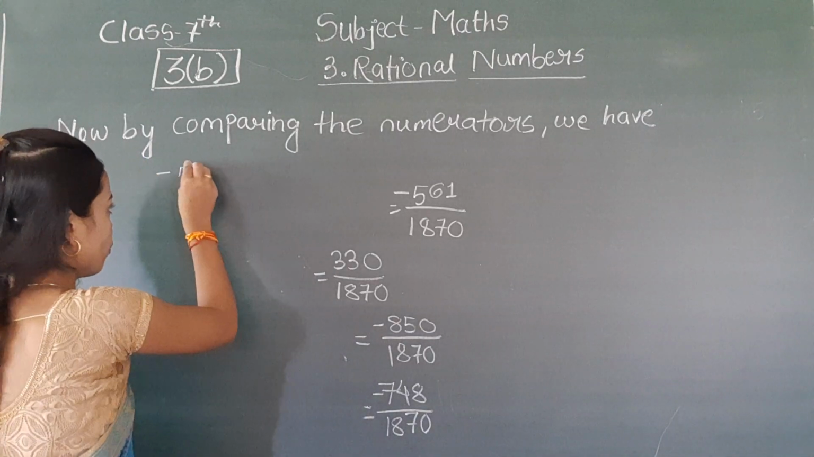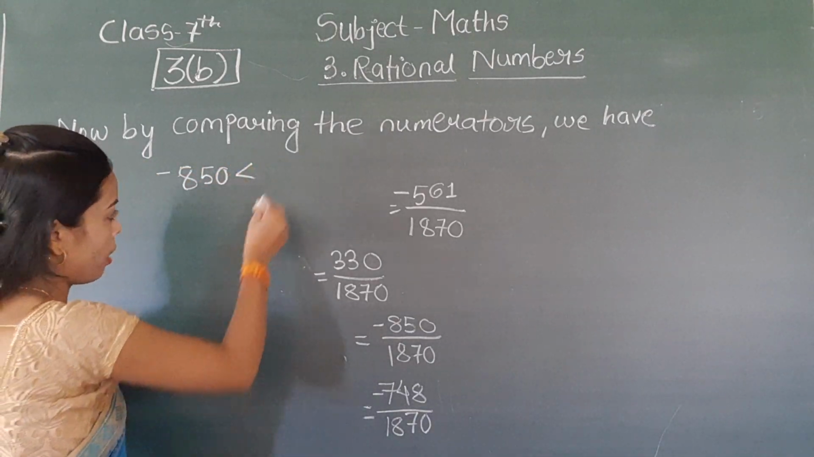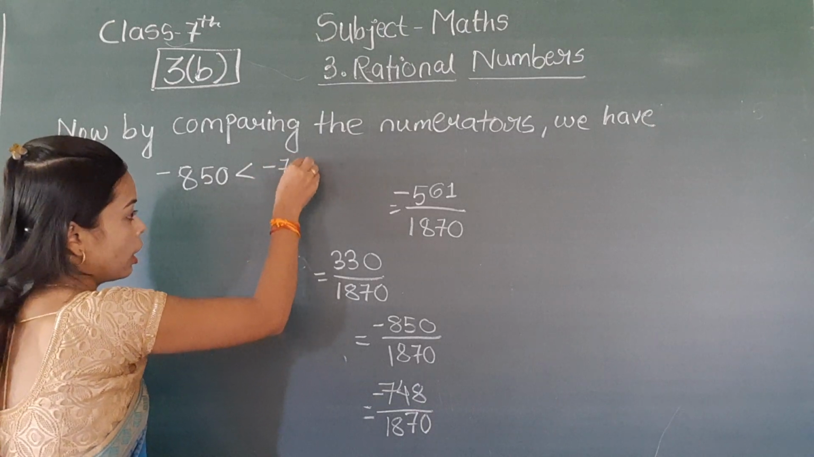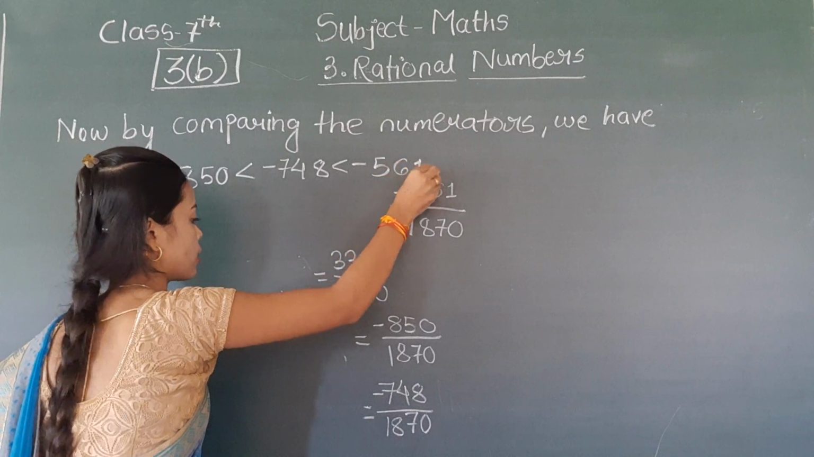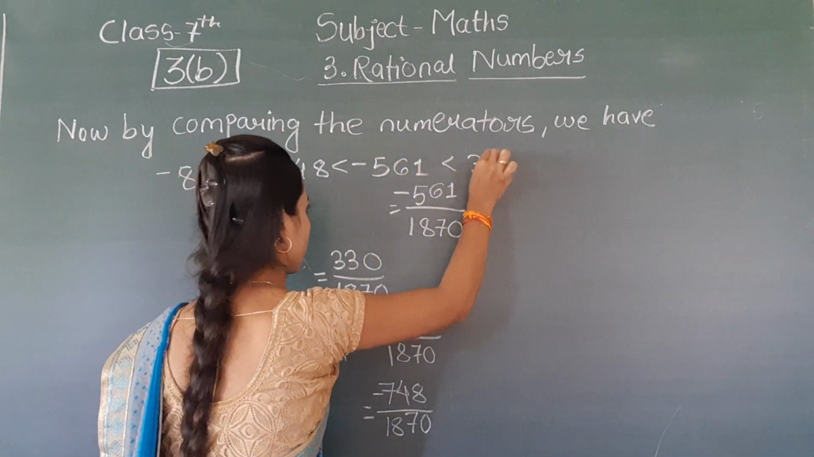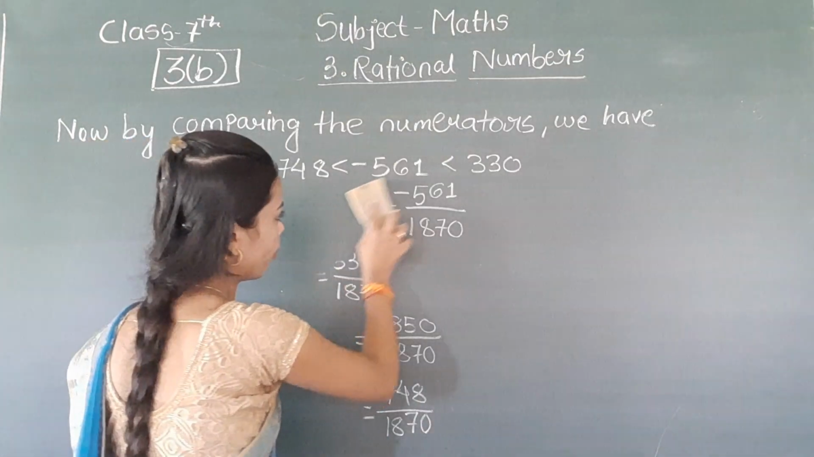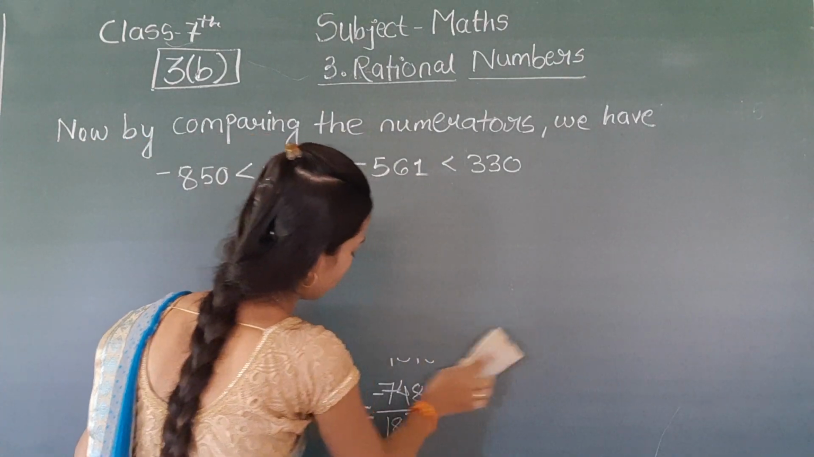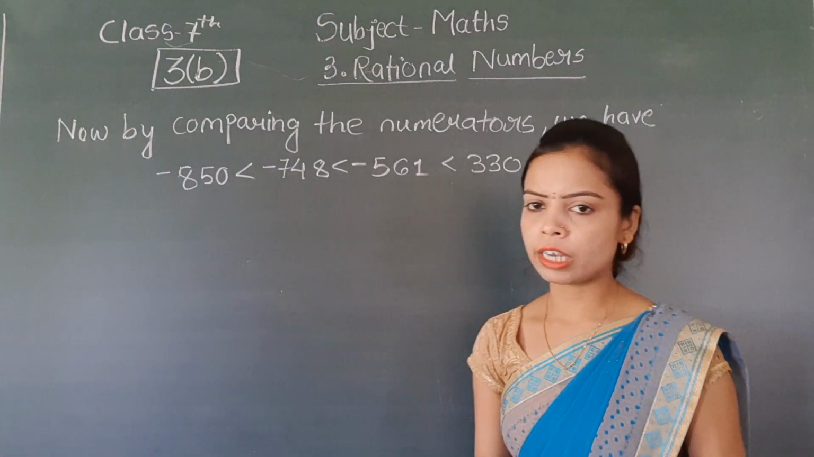So it is -850, and then -748, then -561, and the greatest number is 330 because it is a positive integer. Okay, now tell me why I have written it like this. Because when you are comparing, you have to compare the numerators.